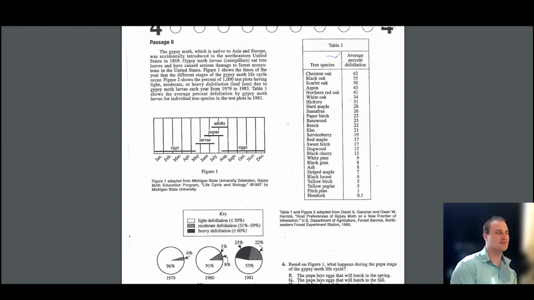All right, so how about this one? What is the independent variable? The tree species. And what is the dependent variable? The average percent defoliation, yeah. So good. And so depending on the tree species, you have different defoliations.